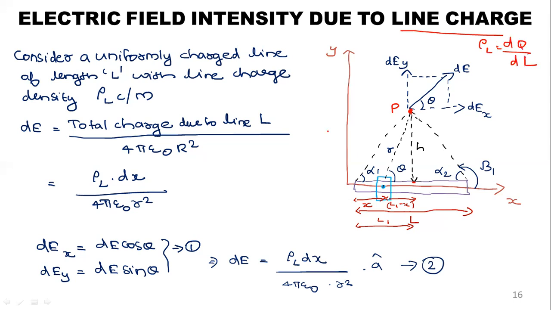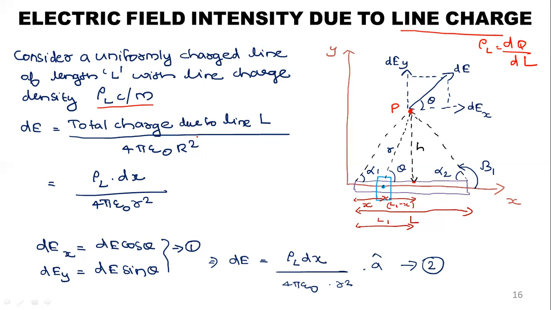We learned this in the last class. So we will consider a uniformly charged line of length L. The one shown in purple color is the uniformly charged line of length L with the line charge rho L coulomb per meter. So why it is rho L coulomb per meter, you know, coulomb per meter. From the last class, you know what is an electric field intensity: the total charge divided by 4 pi epsilon 0 r square, q by 4 pi epsilon 0 r square. That is the electric field intensity. We derived it in the last class from Coulomb's law.